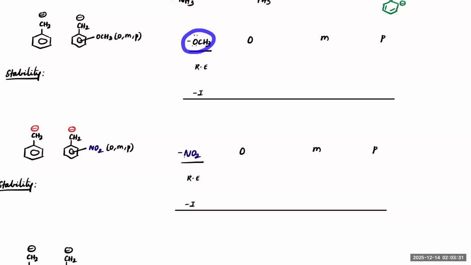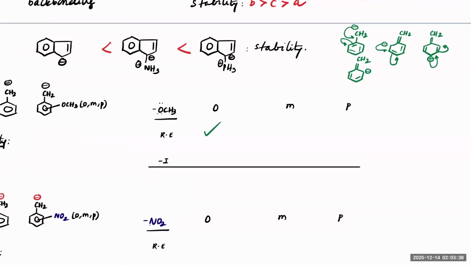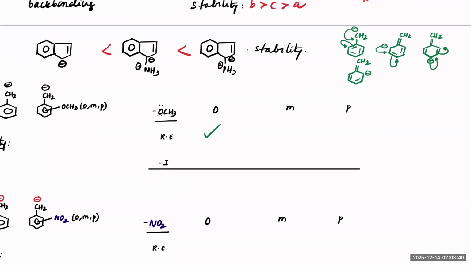Imagine if OCH3 is present on the ortho position. At ortho position, it can give resonance energy, yes, because you can see negative charge is coming at ortho and para positions only, and at those positions only we can see resonance happening. Next, meta. On meta, you should never search for resonance. Para, you have resonance. Next, minus I.